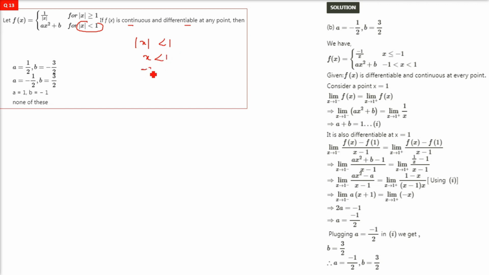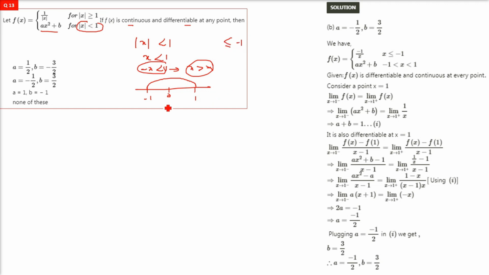Modulus x less than 1 means x is less than 1 and negative x is less than 1. Multiply both sides by negative, so the inequality will change. So x is less than 1 and x is greater than minus 1, that is what modulus x less than 1 says. So in order to understand it graphically, you have a negative 1 here, you have a 1 here. So anything between negative 1 and 1, where negative 1 and 1 are not included, that means it is modulus x less than 1.